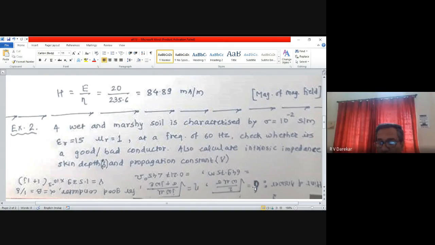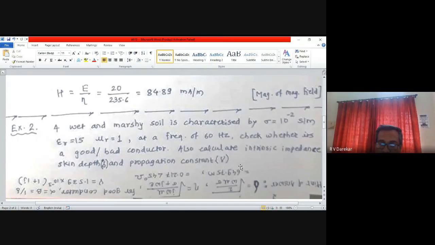I have also given the formulae in reverse order. If you turn your mobile phone, you can read these values, where delta is equal to under root 2 divided by omega mu sigma. This value can be substituted, and depending on these values, you have to tell us whether the soil is to be treated as a good conductor or as a bad conductor. Also, you have to calculate the value of eta, the value of delta, and the value of gamma.